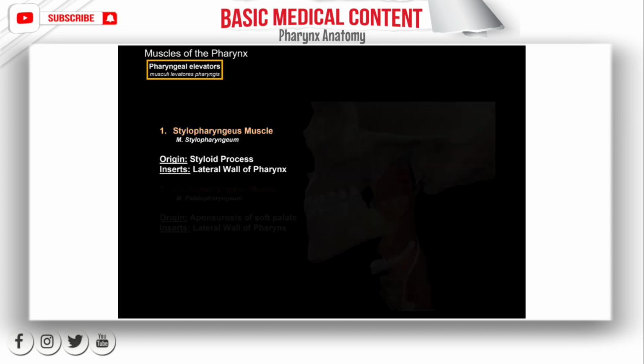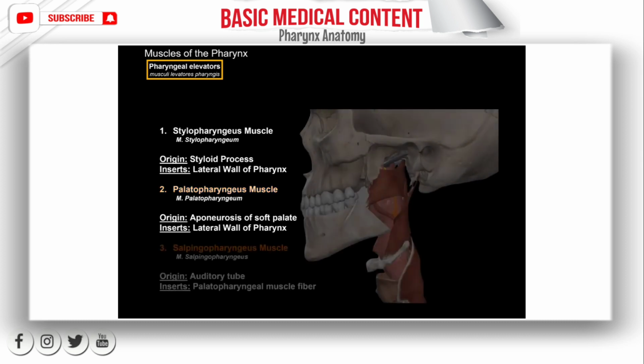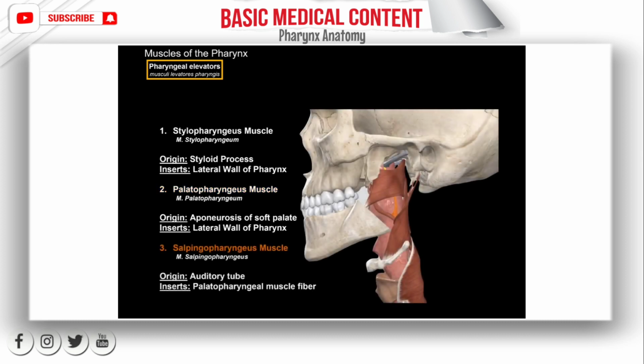The next one is the palatopharyngeus muscle. So looking at its name, it's going to originate from the soft palate and then insert at the pharynx. Or to be specific, it's going to originate from the aponeurosis of the soft palate and then insert at the lateral wall of the pharynx. And finally, the last muscle of the elevators is the salpingopharyngeus muscle. It's going to originate from the walls of the auditory tube, and then it's going to insert at the fibers of the palatopharyngeus muscle. So when you swallow, it's also going to help open up the auditory tube.